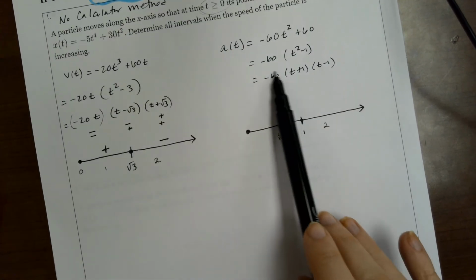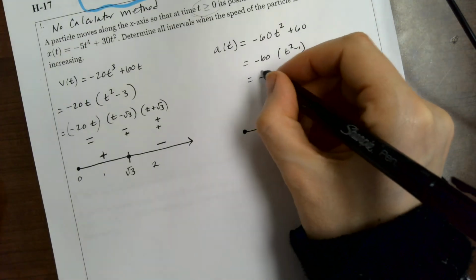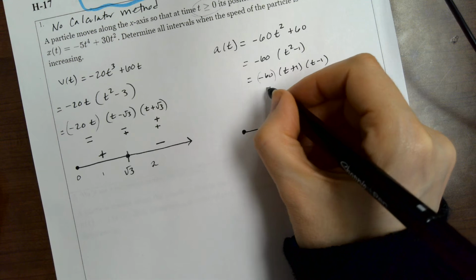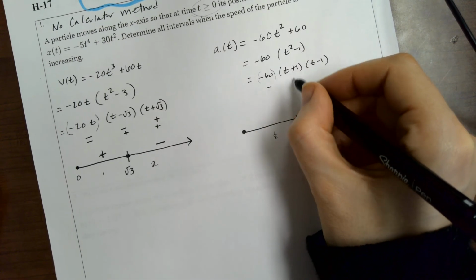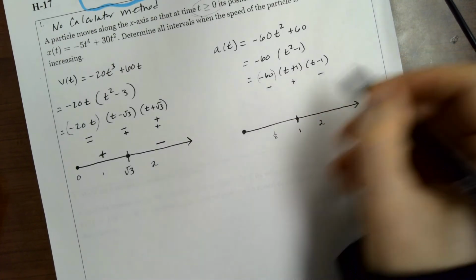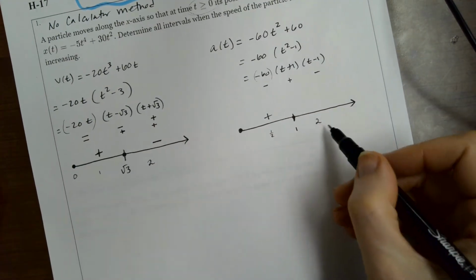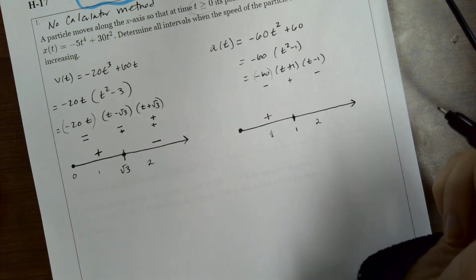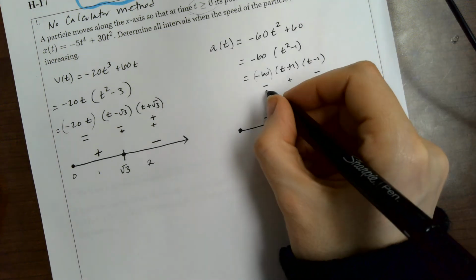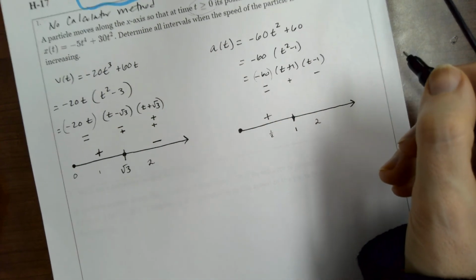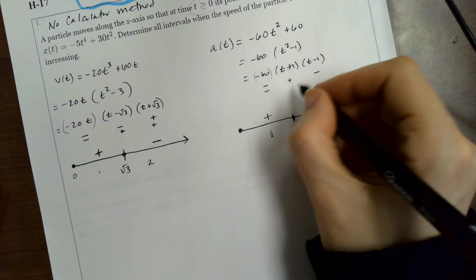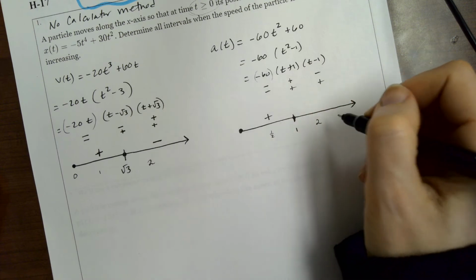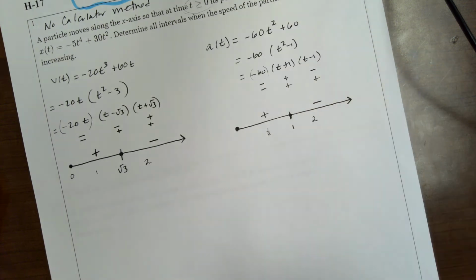Now this negative 60 here, that's always negative. So when I plug in a half, I'm going to have a negative, then a positive, and then a negative. So that's a positive interval. When I plug in 2, I'm going to have a negative, because it's always negative, and then a positive and a positive. So that'll be negative.